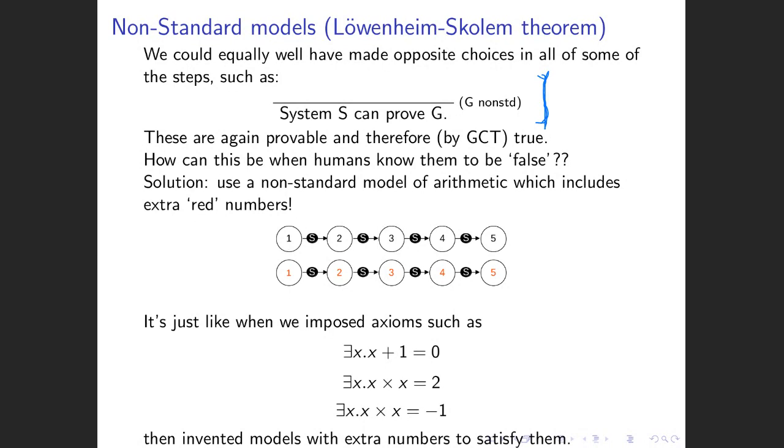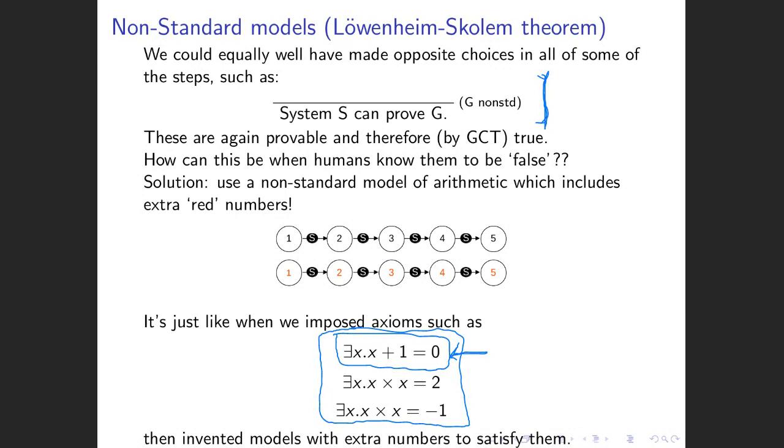And the easiest way to understand why is to think about historically what happened when humans did things like this. Someone once invented an axiom saying that for every x, there is a number such that x plus 1 equals 0. So, when was this created, roughly?